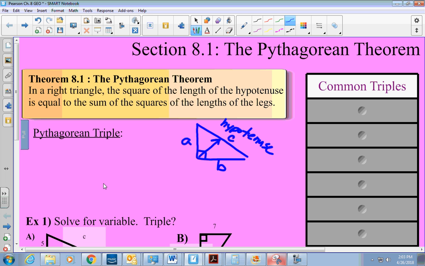So in a right triangle, the square of the length of the hypotenuse, that is C squared, is equal to the sum. Ethan, what is sum again in math? Addition. Addition, so that's a plus. Is equal to the sum of the squares, that's the little 2 again, of the lengths of the legs. So that's A squared and B squared.